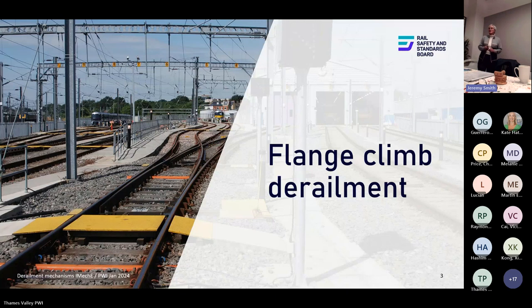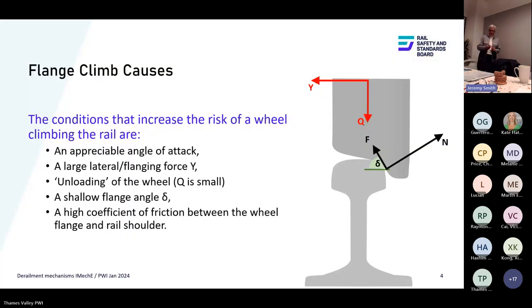So flange climb derailment. Oh, it's going on by itself. I should stop it if it goes too fast. The conditions that increase the risk. I don't know, that's fine. It's all right, I'm under control.